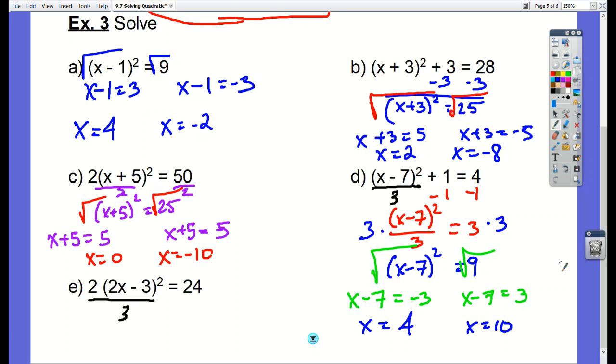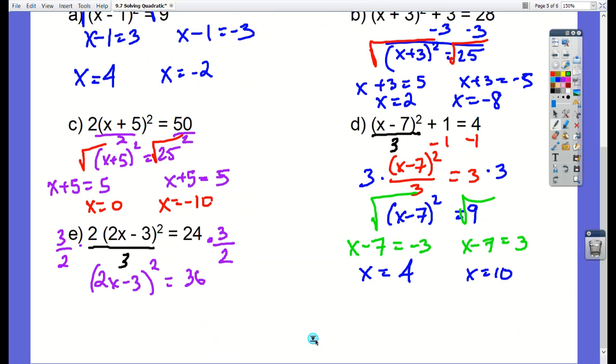And then one final one. Tyler, what did you do in part E to get this by itself? Multiply both sides by 3. And then what did you do after you multiplied by 3? I divided by 2. All right, so let's multiply both sides by 3 halves. 2x minus 3 squared equals 36. Tyler, what do we do next? Then you take the square root of this side. All right, and what's that give us? 2x minus 3 equals 6, and 2x minus 3 equals negative 6.